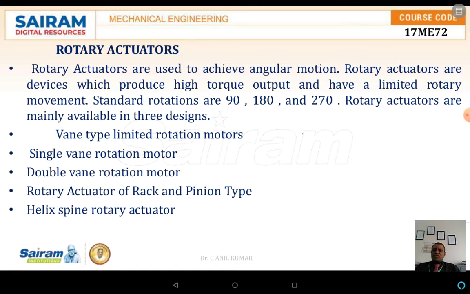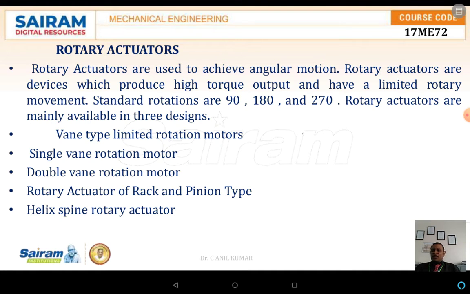As we know, the rotary actuators are used to achieve an angular motion. The rotary actuators are the devices which produce a high torque output and have a limited rotary movement. The standard rotations may be 90 degree, 180 degree or 270 degree. The rotary actuators are mainly available in three designs: the vane type limited rotation motors, the single vane and double vane rotation motors, the rotary actuators of the rack and pinion type, and the helix spline rotary actuators. The first we are discussing is the vane type.